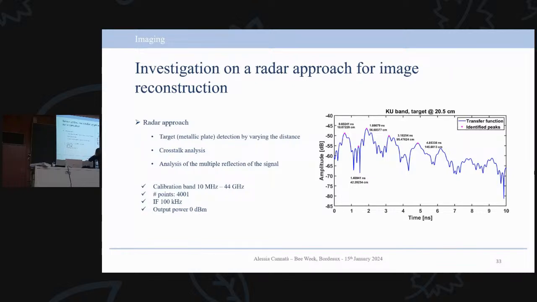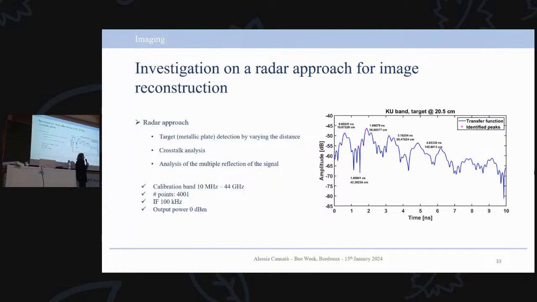So, for example, the first peak is related to the crosstalk of the antenna. So 18 point something centimeters is the round trip between the end of the transmitter and the end of the receiver and back. And the strongest one, 56, is the one related to the target, which was at 20.5 centimeters. If you subtract the offset distance, let's say, you get the peak. These other peaks are the multiple reflections.